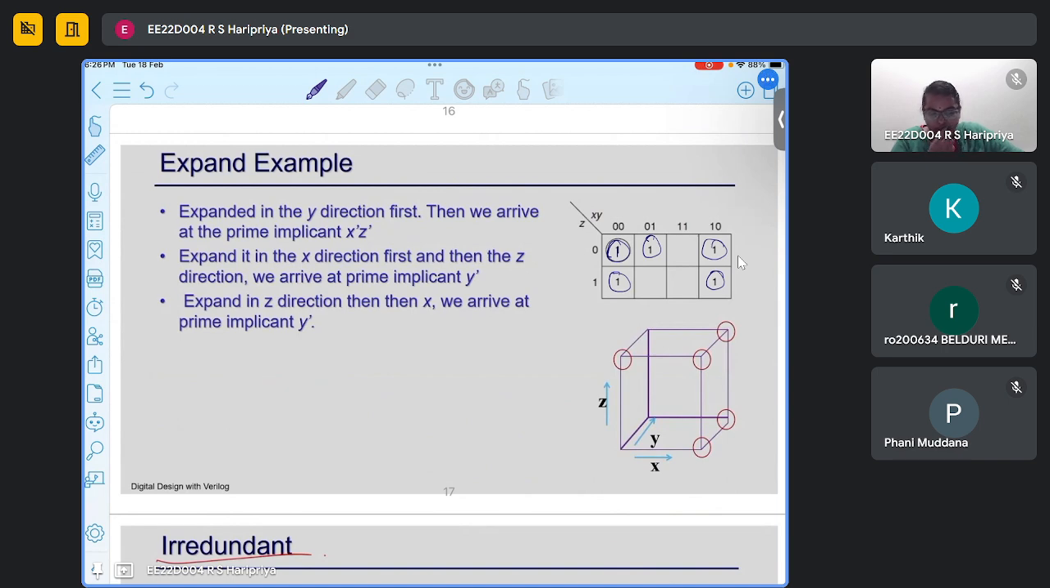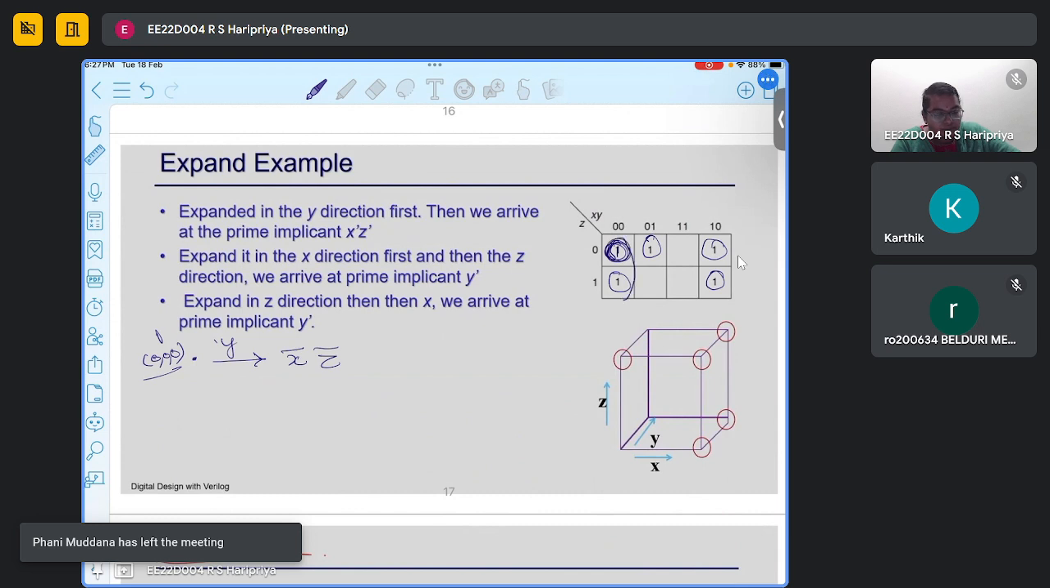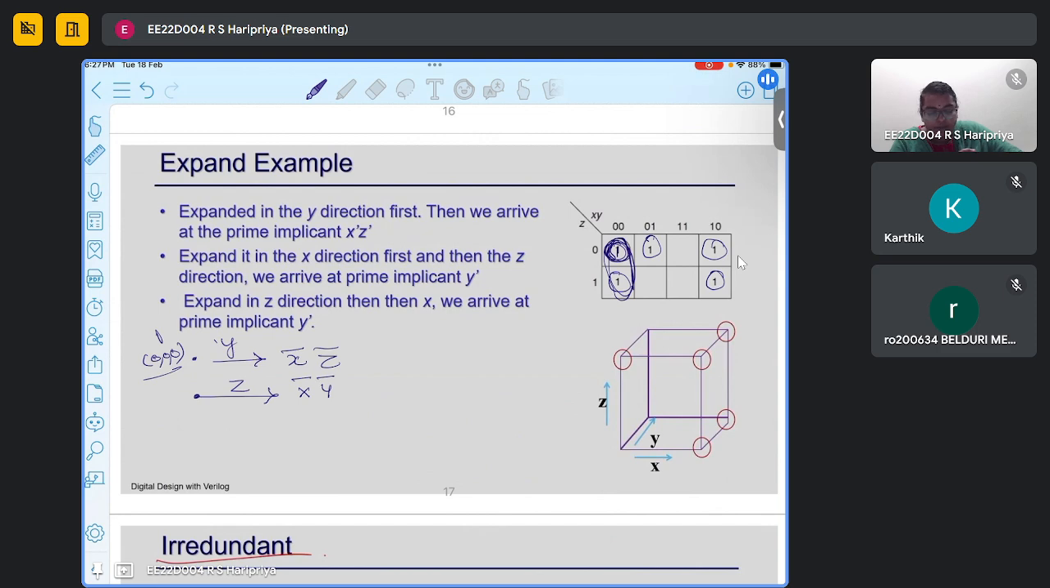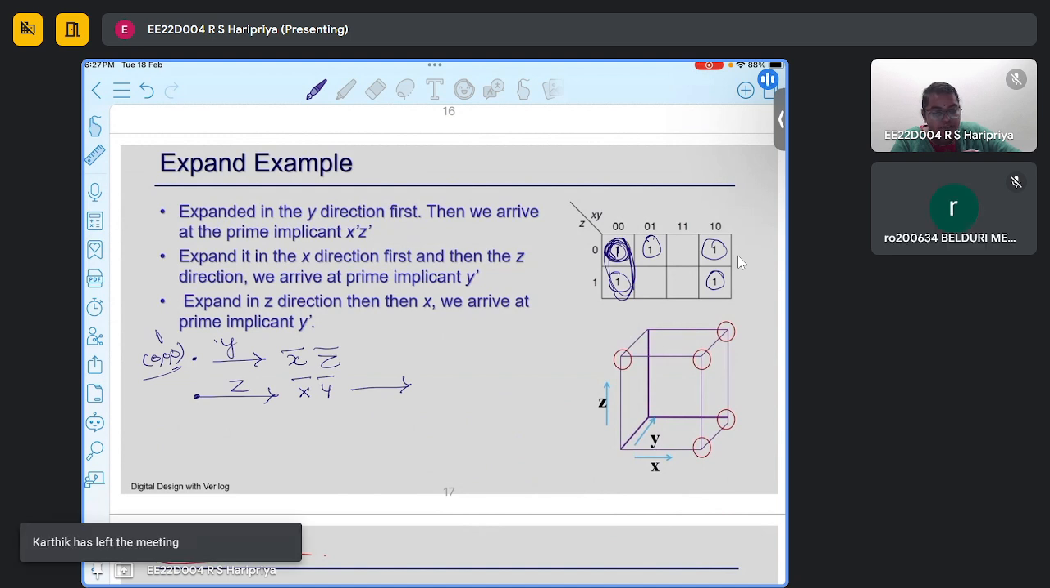Next, if we expand, say we have this point, which is 0 0 0, where 1 is there, and we start expanding in the y direction. In the y direction, we get x bar, z bar. That is, in the y direction we have expanded like this. Similarly, if the same point we expand in the z direction, we get x bar, y bar. Again the z direction is this one.